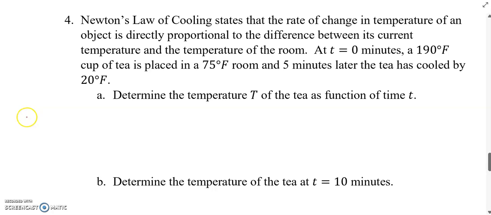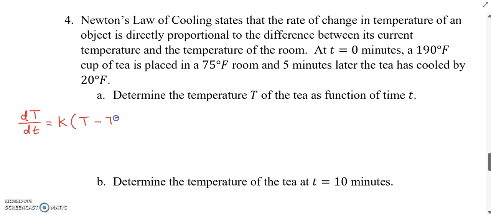The rate of change of the temperature of an object. So the rate of change of the temperature with respect to time, dT/dt, is directly proportional to a difference. The difference between the current temperature, which is not constant because it's cooling or perhaps warming, depending, and the temperature of the room. And the temperature of our room is 75 degrees.